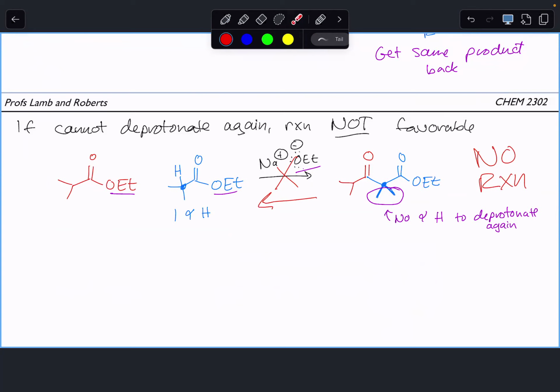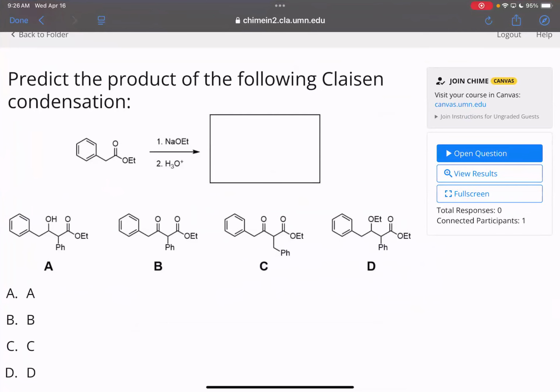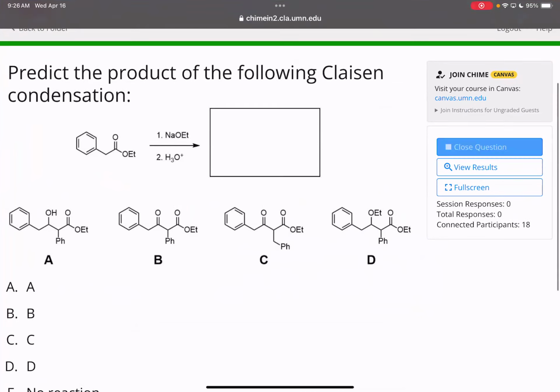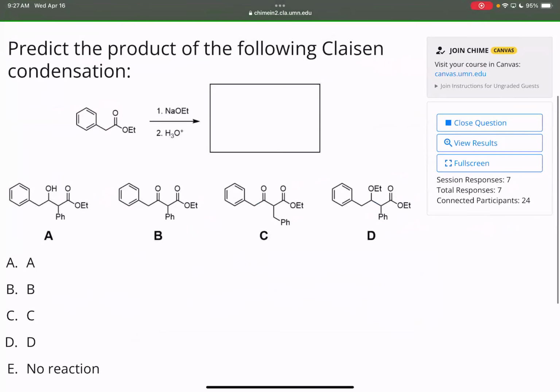All right, let's do a try-me question, see if that's making sense. Know that these are hard to visualize. They're definitely hard to visualize. So here, predict the product of the following Claisen condensation. So I'm giving you an ester, right? Ester is reacting with itself because there's nothing else there to react with. We have a base. Does the base match the ester, and then what is the product? So I'll give you a couple minutes to think about this. Feel free to chat with your neighbors to see if they are getting the same answers.